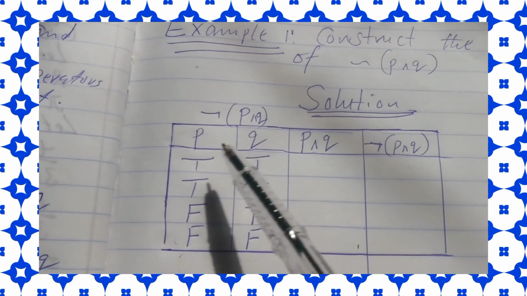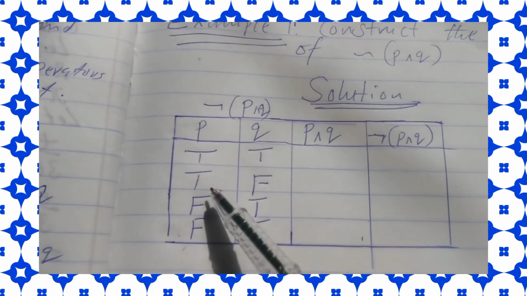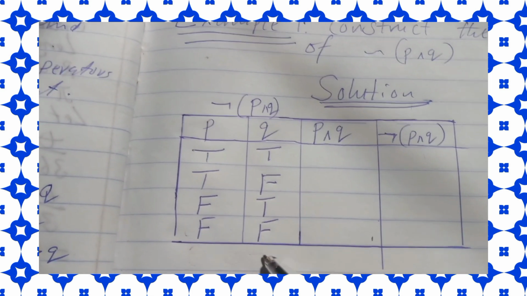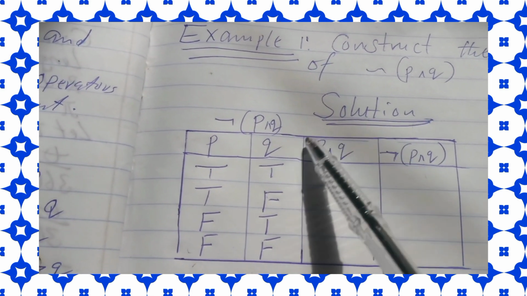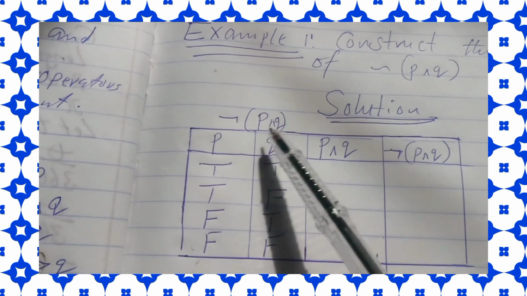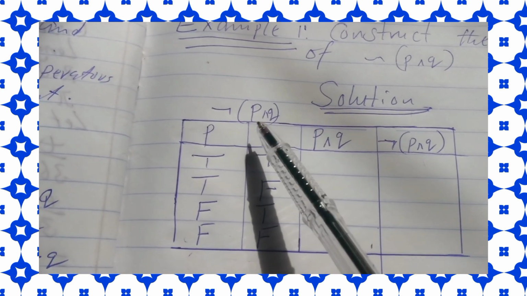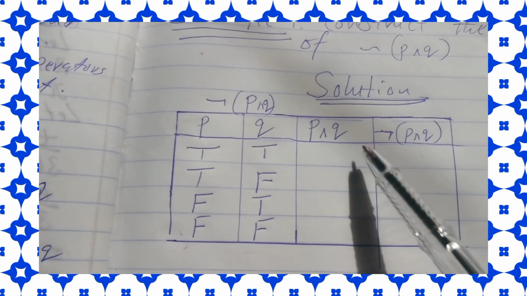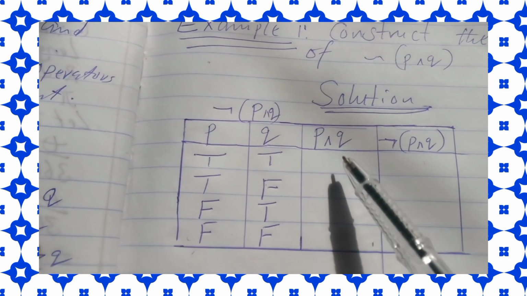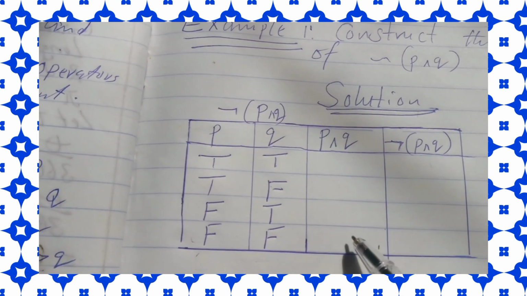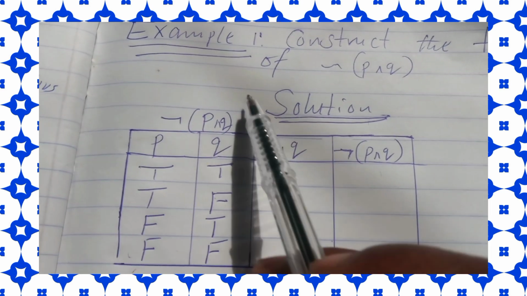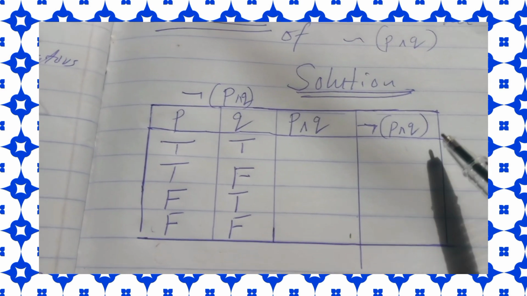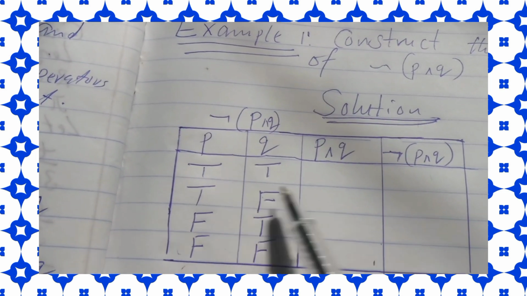So now we know that this is truth, and this is truth. This is false. This is truth. This is false. This is truth. This is false. Now we know that we have P and Q in this place, and what we are going to also consider is P and Q on its own column. Then we also have the negation of P and Q, the question they give us, on its own particular column. So we are going to have 4 columns.